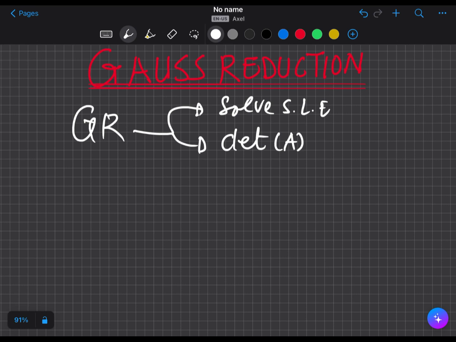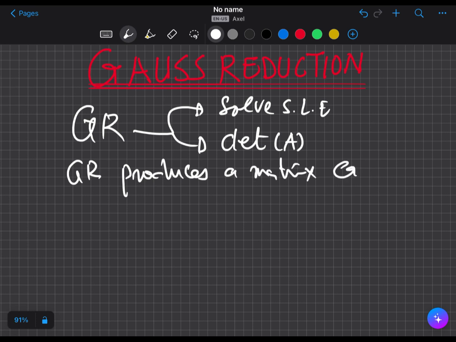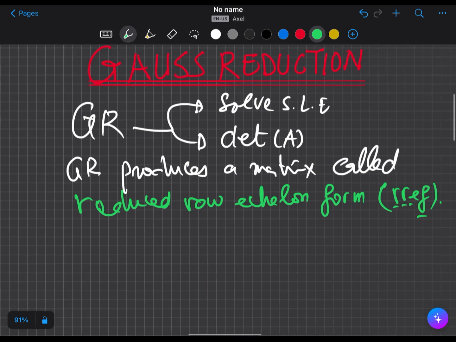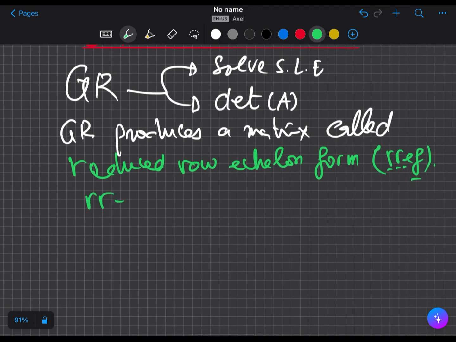Okay, now the Gauss reduction applied to a matrix will produce a matrix called reduced row echelon form, also known as RREF, reduced row echelon form, right? And we obtain this reduced row echelon form as follows.